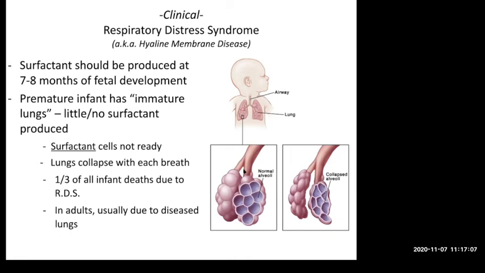So what happens if you're not producing surfactant? When they breathe out, those alveoli stick together and basically remain collapsed. So they've got to be force-fed oxygen to keep these open. This is a major factor in premature babies dying. A third of all deaths are due to this respiratory distress syndrome, due to the inability to produce surfactant from those type 2 alveolar cells.